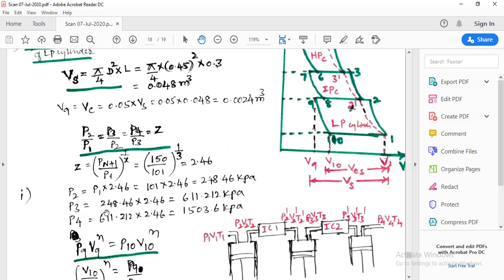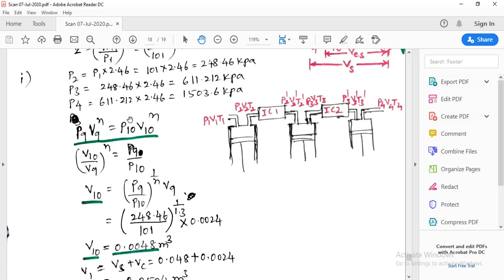So P3 is equal to P2 into 2.46, which is 611.212 kilopascal. In the same manner, P4 is P3 into 2.46, which is 1503.6 kilopascal. So I have explained this here with the flow diagram.